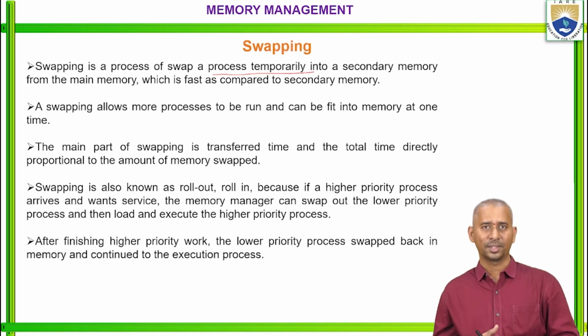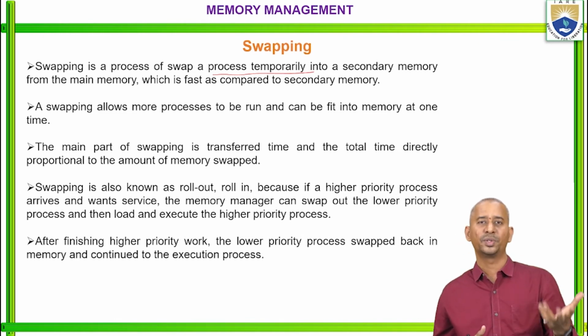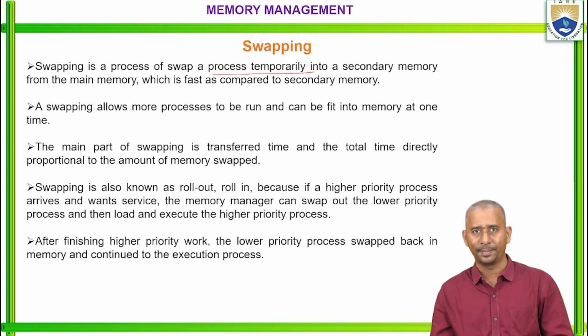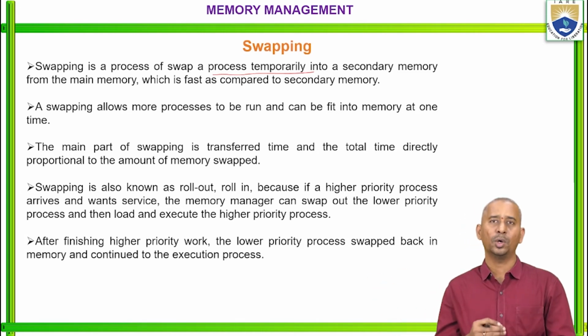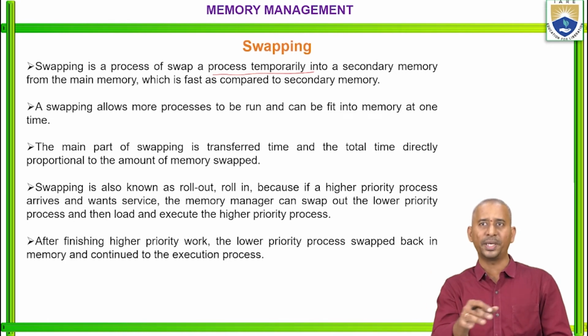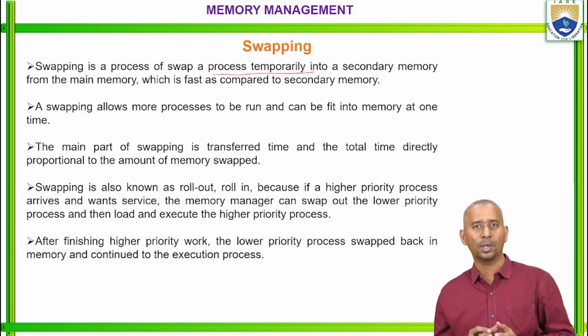Because the processor can accept a process for execution only from the primary memory. So we always need to keep primary memory as free as possible, and it is very fast when compared to the secondary memory. So swapping allows a greater number of processes to be run and fit into the memory at one time.